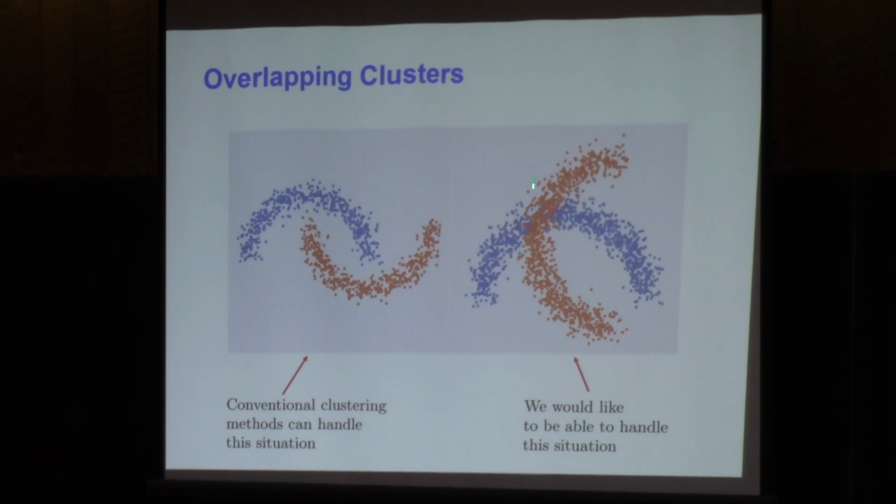But a more challenging problem, and one we'd like to solve, is something like this, where the clusters do overlap. How do you recover these? How do you recover clusters in this situation without making strong parametric assumptions on the data generating distributions?